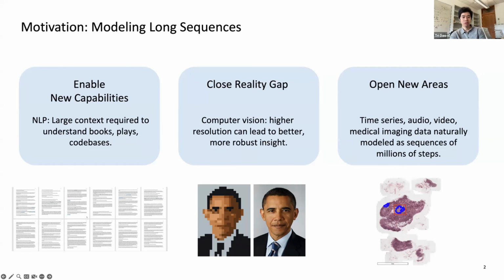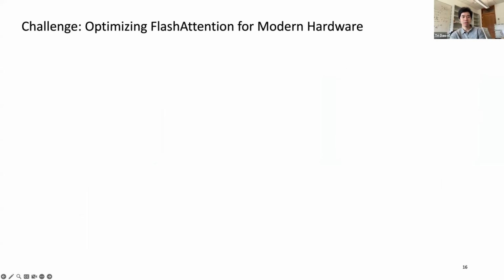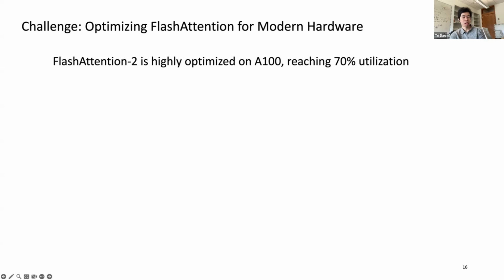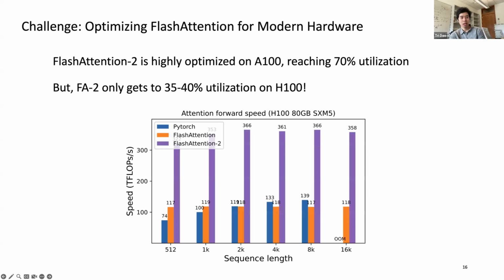So one of the challenges for modeling long sequences is that attention can take a significant fraction of the time, and how do we optimize attention for modern hardware? As an example, FlashAttention was already quite optimized for A100. It can reach about 70% utilization. But if you just take that code and run it on H100, you would get around 350 teraflops per second, whereas the theoretical max is around 1,000. So we're getting around 35 to 40% utilization. That means there's quite a bit of headroom, right?